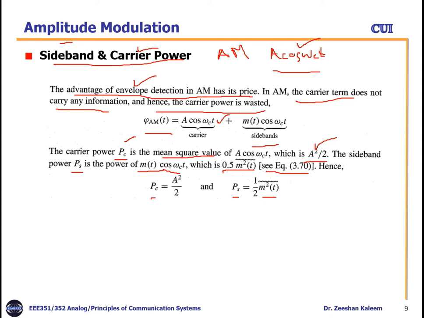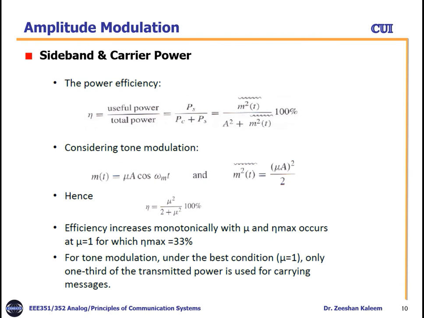Now let's see how it affects the overall system. The term to measure the sideband and the carrier power is the power efficiency, which we represent by eta. So eta is the useful power over the total power. This is called the power efficiency. It means that the power which we are transmitting for transmitting data is called the useful power, and the total power is the carrier power plus the power used by the sideband signals.